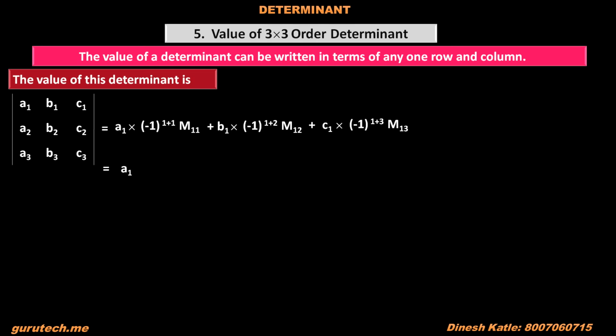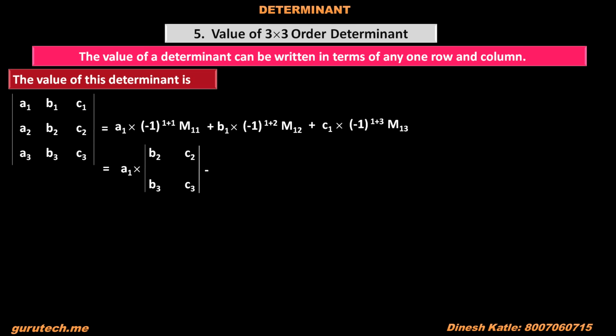becomes positive. Therefore, the first term is positive A1 into value of its minor M11, that is determinant B2, C2, B3, C3.